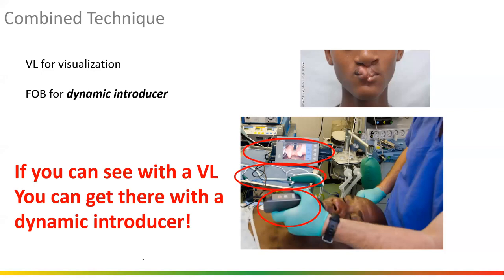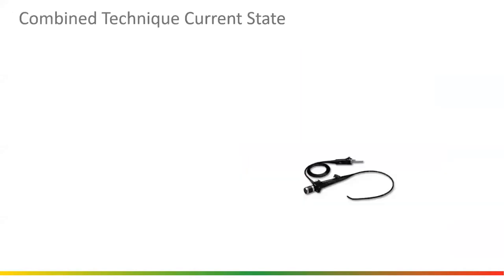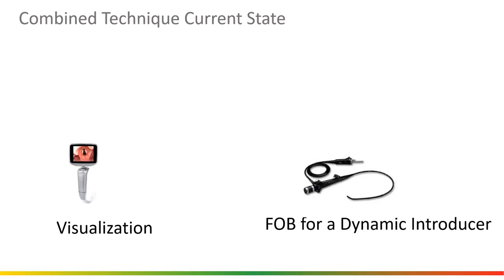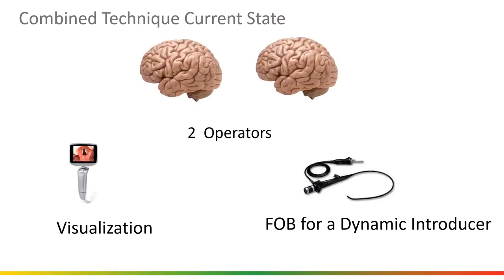And what all the papers and all the studies show is that if you can see it with a video laryngoscope, and you're using a dynamic introducer, you can easily access the trachea. And we'll go through all the literature on that. So now let's look at our combined technique, or our intubation model, when we put a fiber optic scope in place for dynamic access: visualization with the video laryngoscope, and the fiber optic bronchoscope as a dynamic introducer.